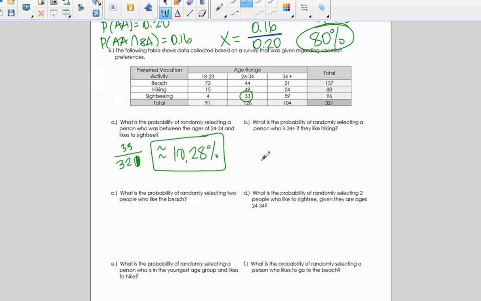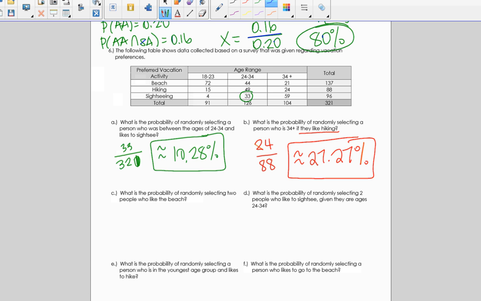Okay. The next one, what is the probability of randomly selecting a person who is 34 plus if they like hiking? Okay, this is conditional. So this is my sample space, the people who like hiking, which is 88. Okay. Out of those 88 people, how many are 34 plus? That is 24. So 24 out of 88 is about 27.27%. Okay.